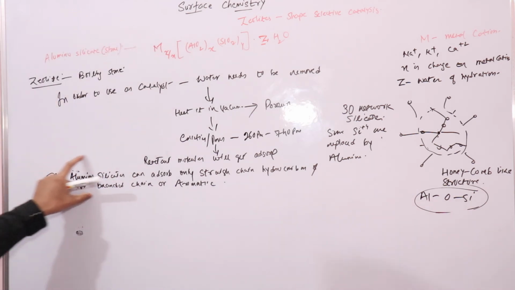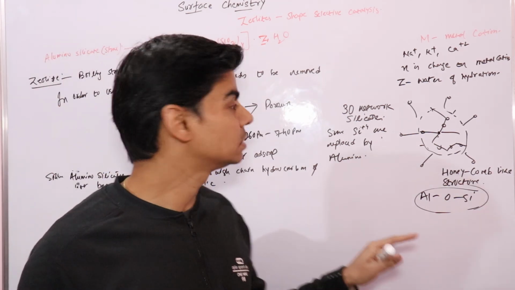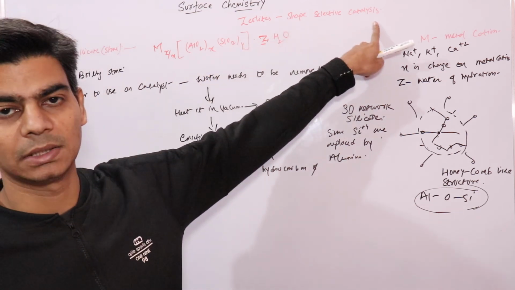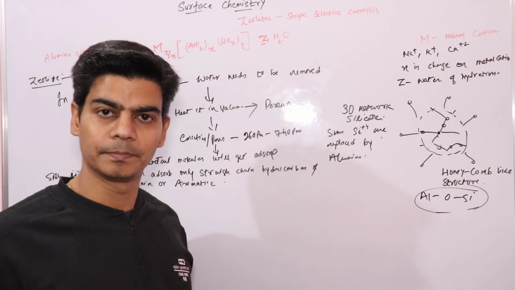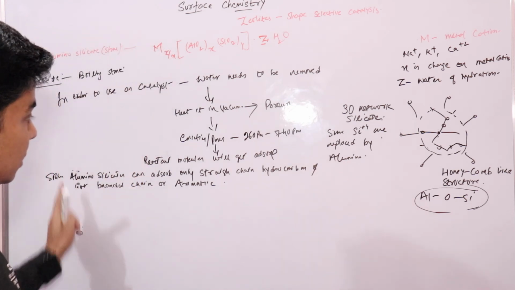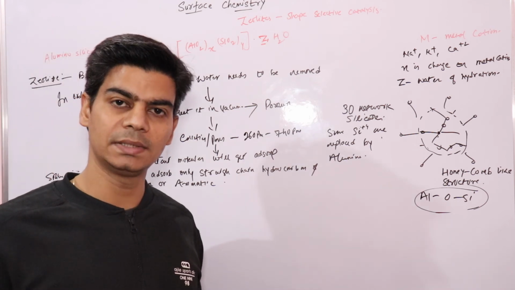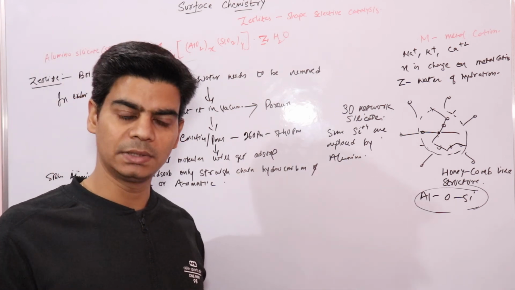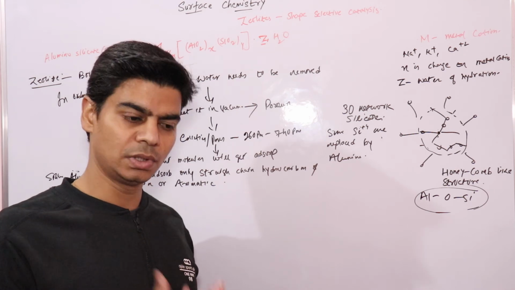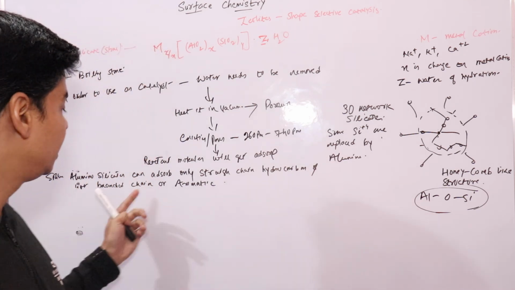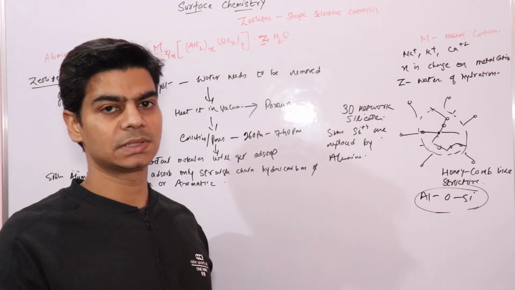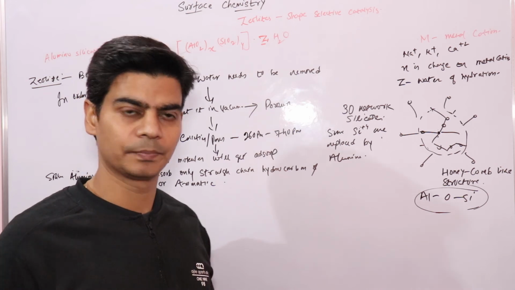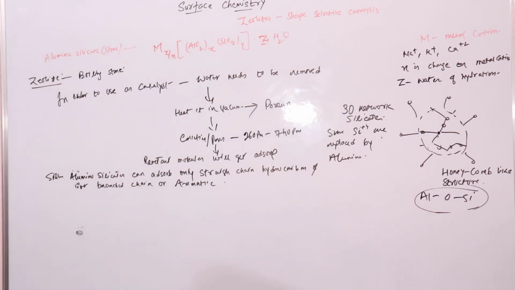So now we understood what we mean by shape selective catalysis. We call it shape selective catalysis because the adsorption of molecules depends on their shape. These aluminosilicates have pores of definite size, so depending on the size of the pores, only molecules of specific shape and size can enter into these pores. That is why we call it shape selective catalysis.